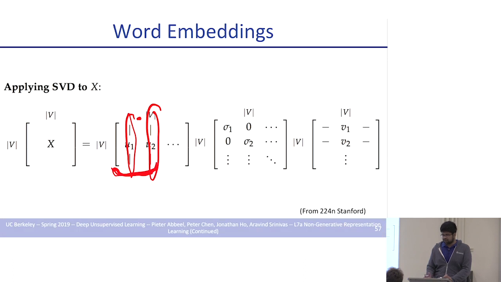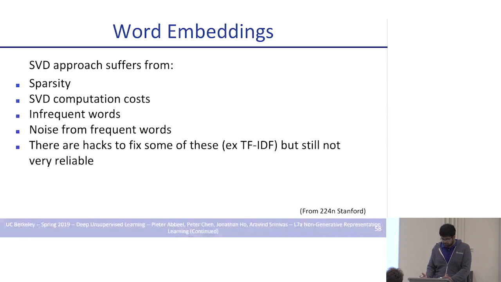The SVD calculation is quadratic. And then it might not work if you have really infrequent words in your documents, and frequent words can add a lot of noise to how this matrix is constructed. NLP people came up with a lot of hacks, like using term frequency-inverse document frequency instead of just using term frequency, and then trying to construct these embeddings. But deep learning has actually replaced all these.